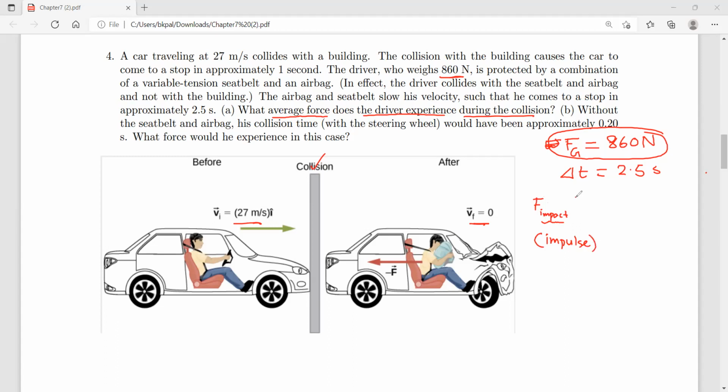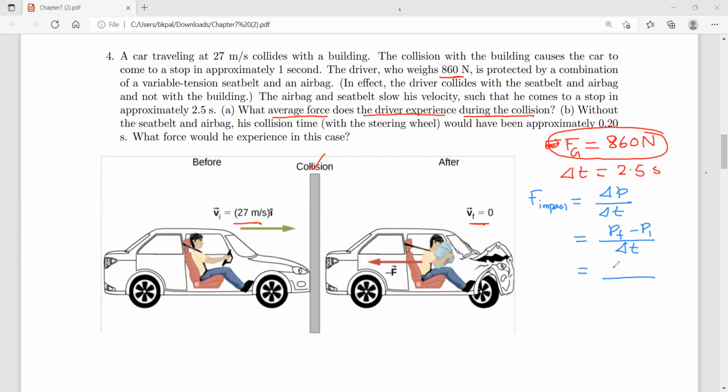So if you remember, impulse is something like this: F delta t equal to delta p, or impact force is equal to delta p over delta t. So this is the equation we want to use, and I want to calculate what is the impact force in this collision. So let me rewrite. F impact is equal to delta P over delta T. So P final minus P initial over delta T.